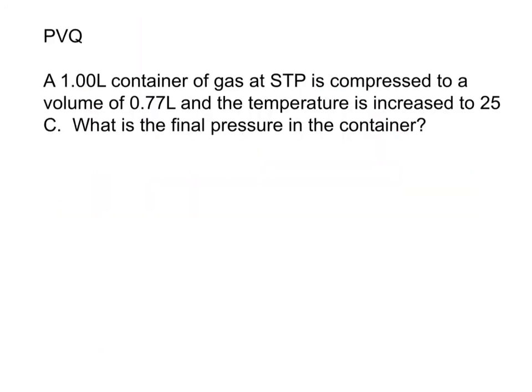All right, chemistry students, your post-video question from this lab is going to involve the combined gas law. We have a 1 liter container of gas at standard temperature and pressure, and we're going to compress that container to a smaller volume, 0.77 liters, and increase the temperature to 25 degrees Celsius. What's the final pressure in the container? Caution, remember, you cannot deal with Celsius in a gas law problem, so you're going to have to do something with that before you work out the answer. Give it a try. We'll check on it in class the next time.